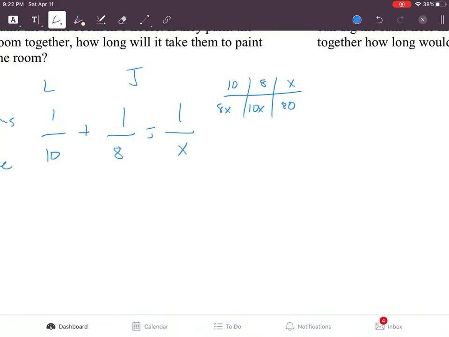So when we have this, now we're going to multiply the Liz by 8X, the Jack by 10X, and the together by 80. When we do that, we get an equation. 8x times 1 is just 8x, plus 10x times 1 is 10x, and 80 times 1 is 80. That becomes our equation we have to solve now. So we combine the like terms. We have 18x equals 80. Divide both sides by 18, and x will equal about 4.4.